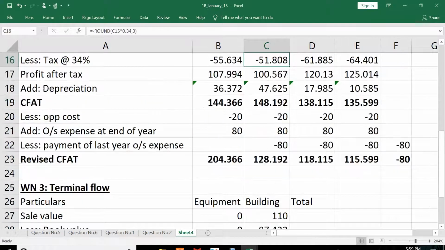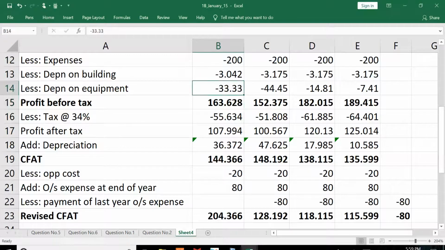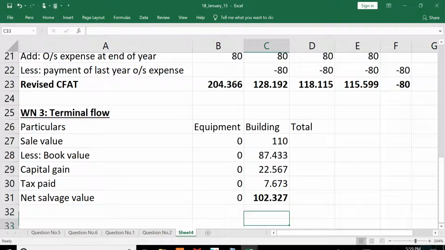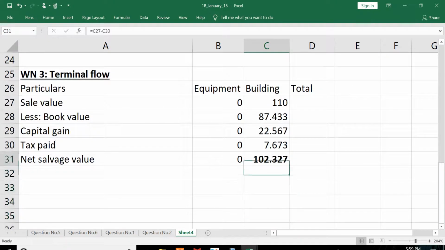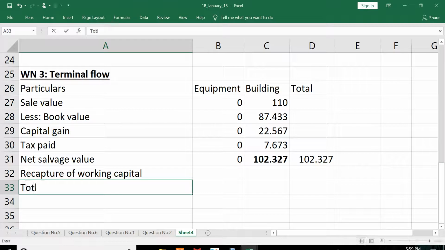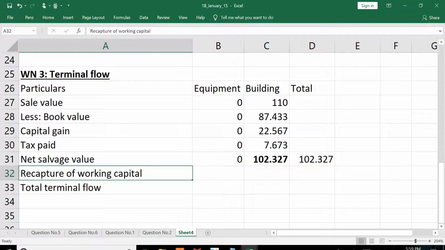100 minus depreciation of 4 years. Depreciation on building: 100 minus depreciation of 4 years. All subtract: 100 minus 3, minus 3, minus 3, minus 3. You will get around 87, no? Depreciation of 4 years. So this is my net salvage value. On top of this, I'll have recapture of working capital. Now it's the company's wish whether they want to sell it or not. I am not getting into that part.